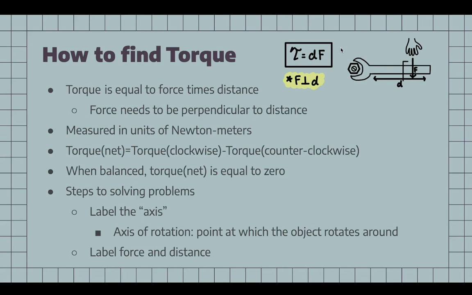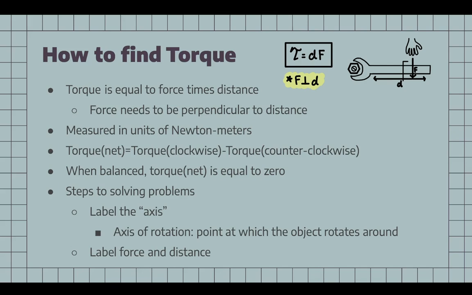How to find torque? First, torque is equal to force times distance. However, it is important to keep in mind that force needs to be perpendicular to distance. If you take a look at the image on the right, the force is perpendicular to the distance of the object. The torque will be measured in units of Newton meters, also written as capital Nm.